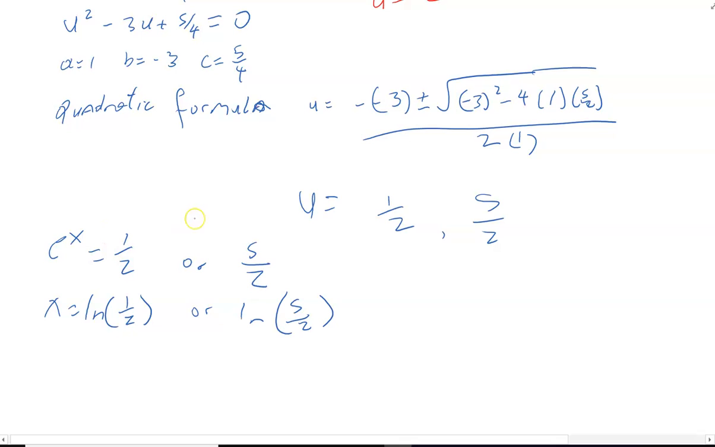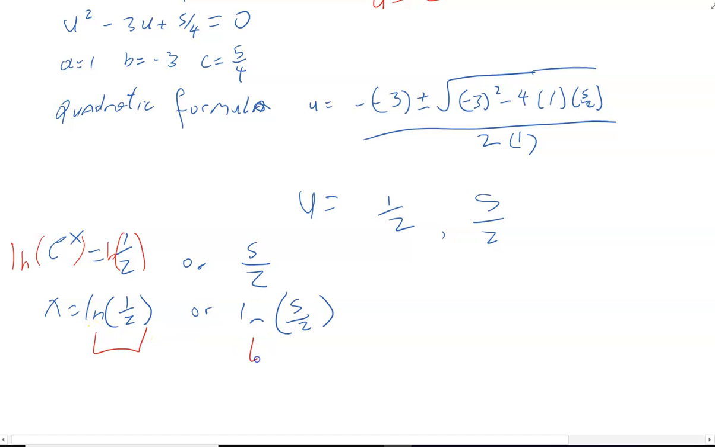Resubstitute e to the x for u, so e to the x is equal to 1/2. If we take ln of both sides, ln of e to the x equals ln of 1/2, right? That means ln undoes the e, so x is equal to ln of 1/2. Or if we took ln of the 5/2, it's equal to ln 5.